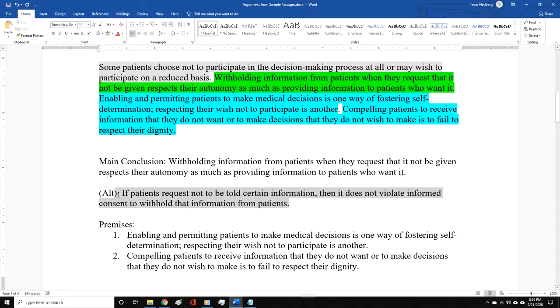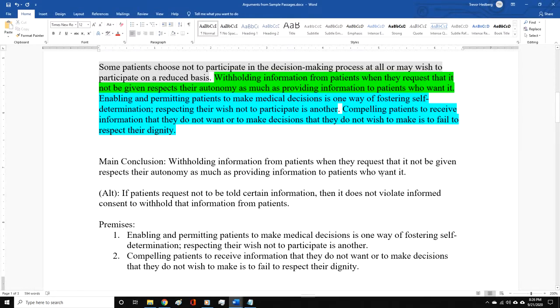Now, like I said, if you went with this alternative interpretation of this paragraph, how you structure it is probably going to be different. The way I think that this would work is you would have these two premises providing support for this conclusion.